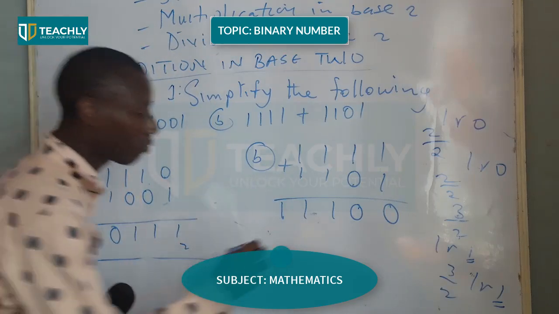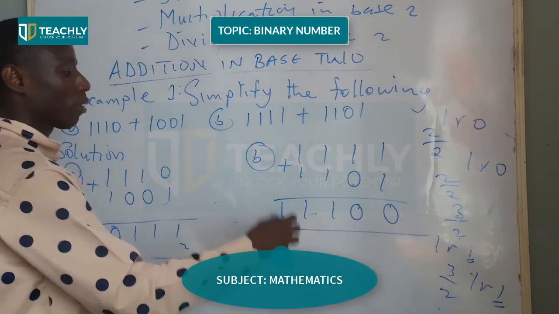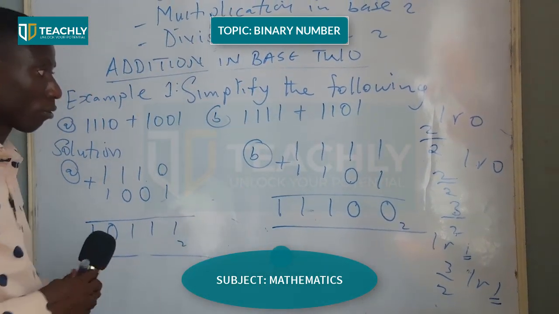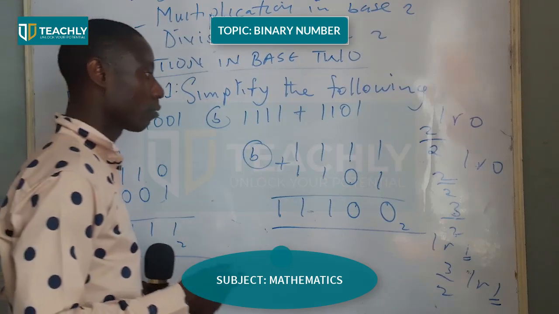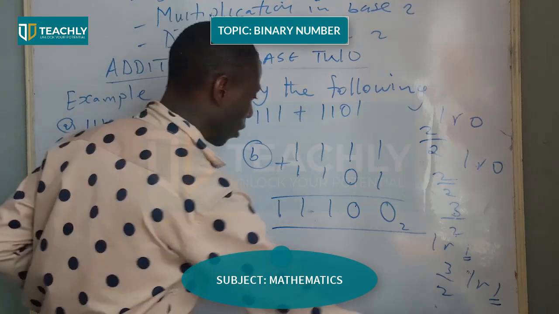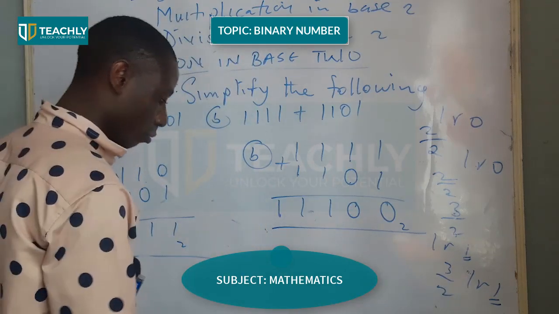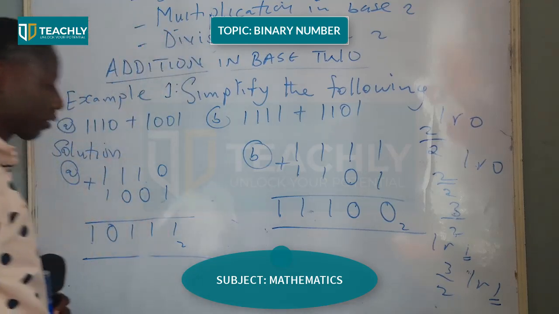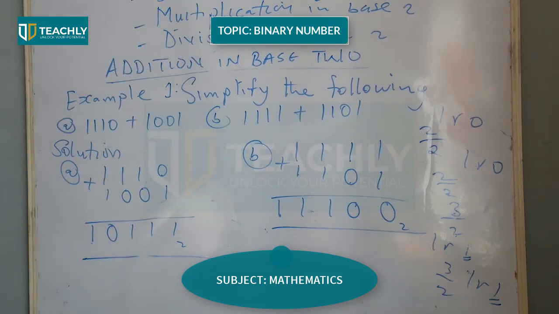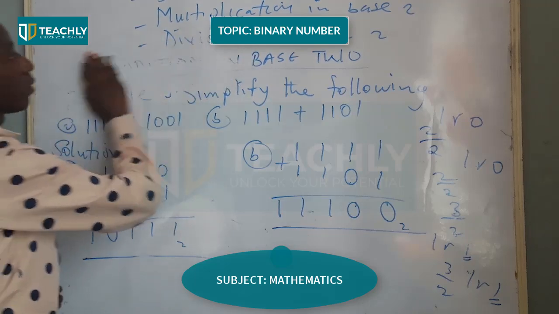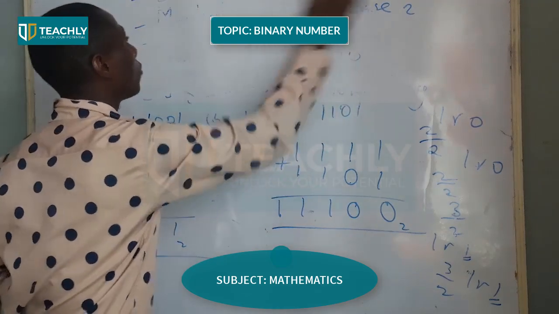So your answer will be 11100 base 2. So that is what you are going to get if you are adding 1111 and 1101. Okay, let's also look at another example. Let's look at another example under addition in base 2. That is addition in binary. So let's look at another example.